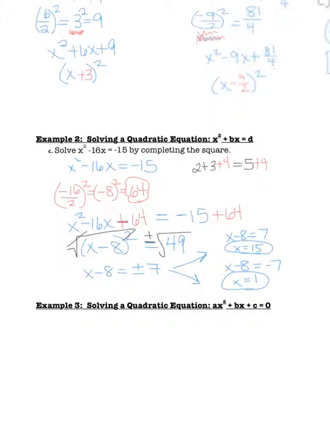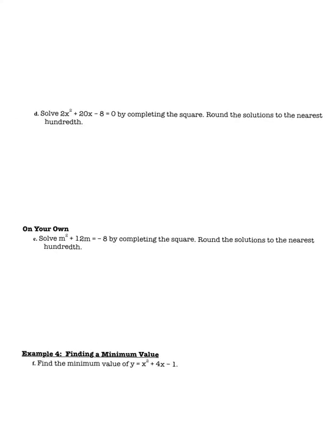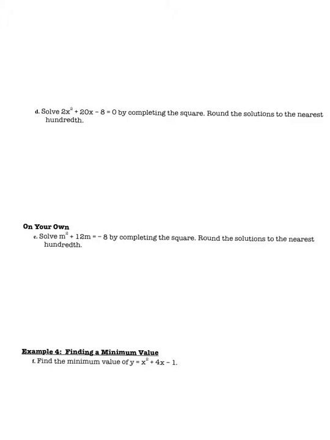Okay, for example 3, it has solving a quadratic equation in the form of ax squared plus bx plus c equals 0. So in this situation, the example is actually on the next page. You have 2x squared plus 20x minus 8 equals 0. All right, so let's rewrite that. 2x squared plus 20x minus 8 equals 0.